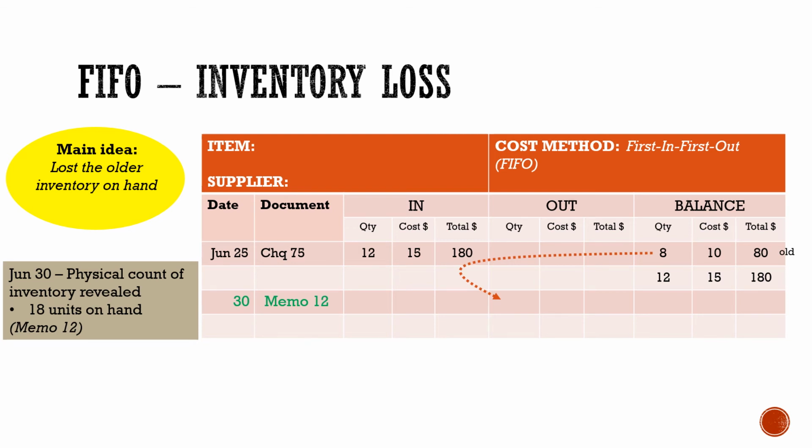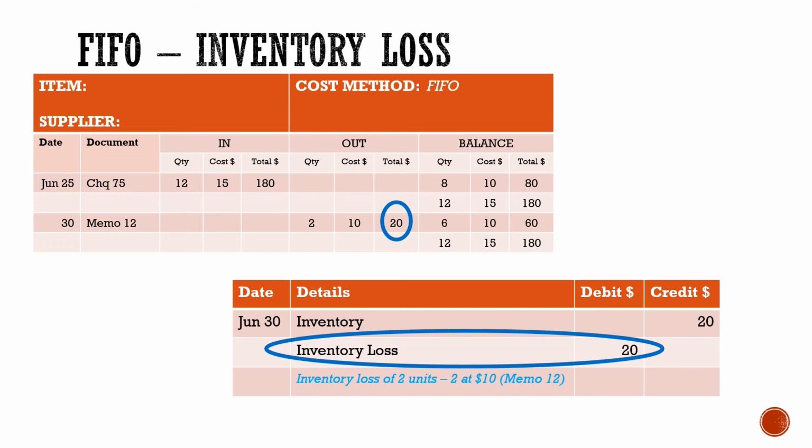So here in this case, we record the loss in the out column of the 2 units at a cost price of $10. This gives us a new balance of 6 units at a cost price of $10. We bring forward the balance of our newer batch as it is because there wasn't any loss from that batch. So our total inventory loss works out to be $20. Now we record the inventory loss of $20 by debiting the account in the general journals.